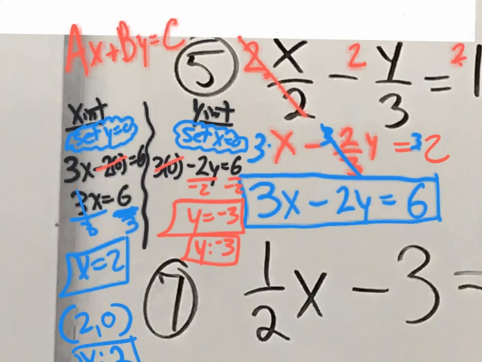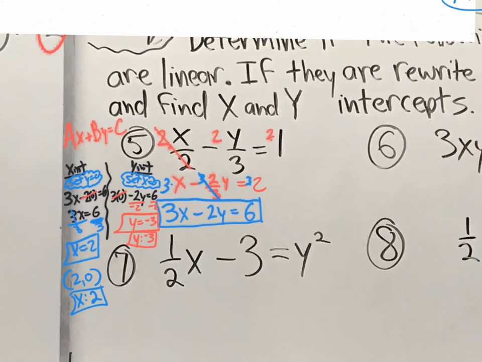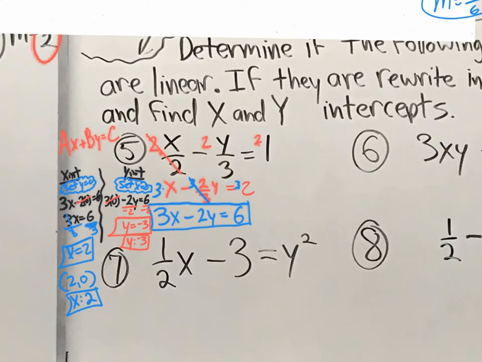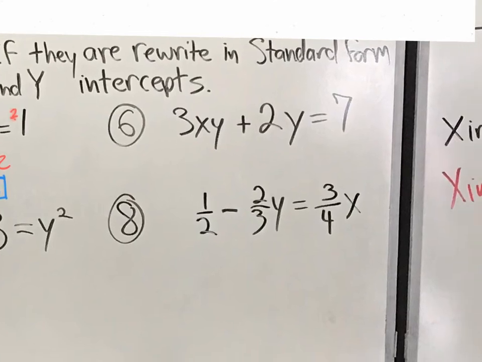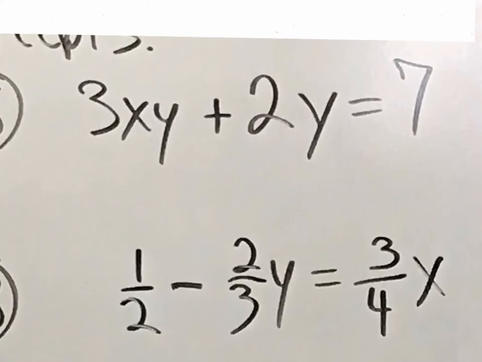So yeah, there's a lot of work on these. They first ask you if it's linear, you say yes or no. This one was yes. If it is, then you change it to standard form. And then once you change it to standard form, you go for the x and the y-intercepts.